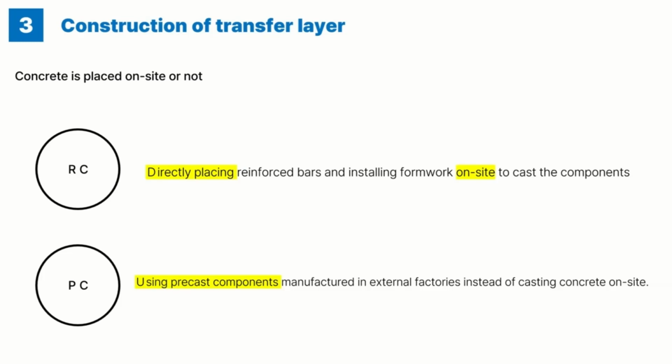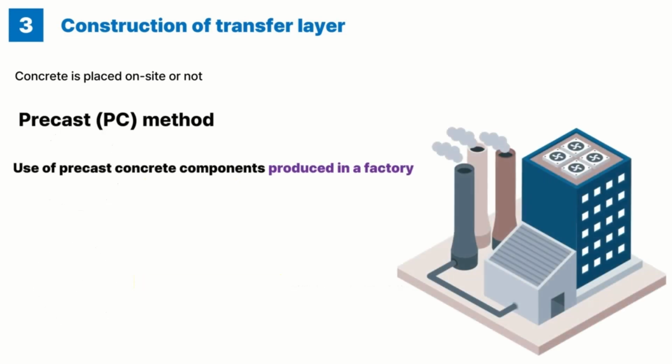The method of directly placing reinforced bars and installing formwork on site to cast the components is referred to as the RC method. On the other hand, the PC method involves using precast components manufactured in external factories instead of casting concrete on site. The construction process of the PC method is similar to the RC method, with the difference being the use of PC concrete produced in factories.